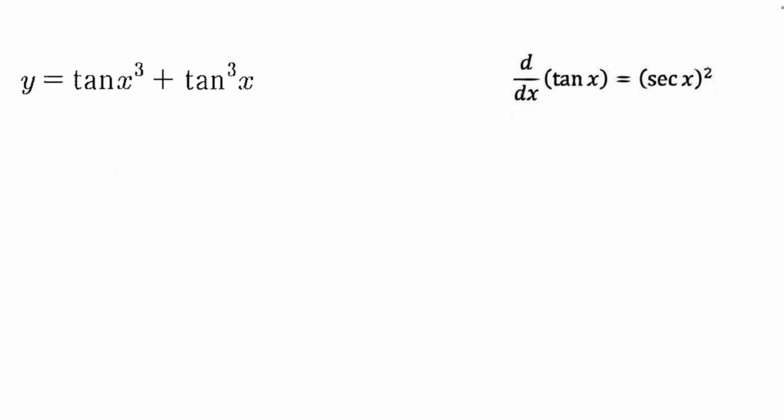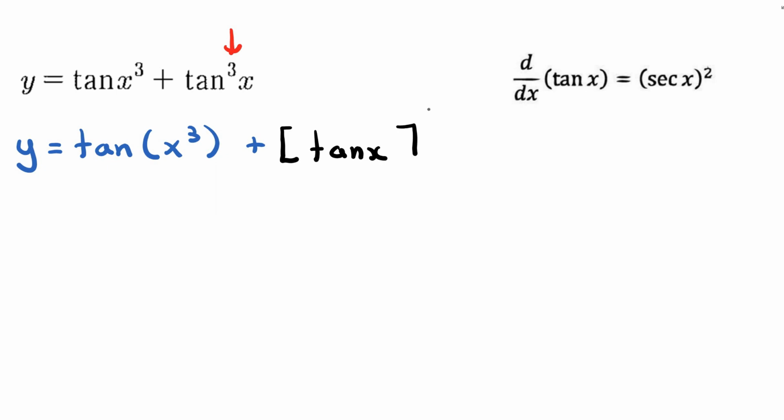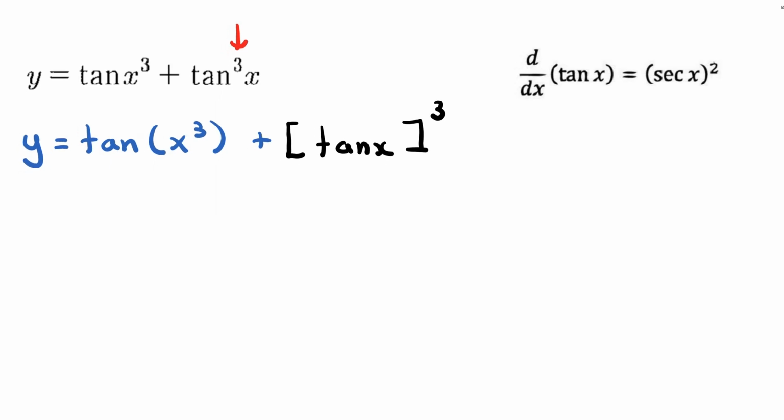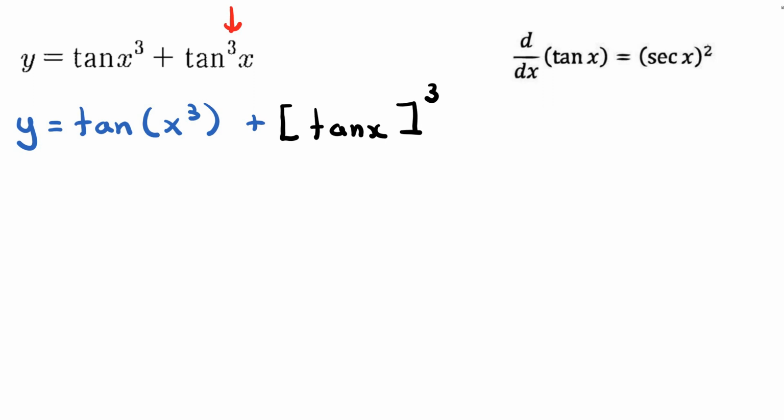All right, so now I have some tan functions here, so let's rewrite the original problem as tan, and then this is really just x cubed inside that bracket plus, and then this 3 right here, what that really means is I have a square bracket and then tan x all to the power of 3. This question is really just testing whether you understand how to deal with those exponents there.